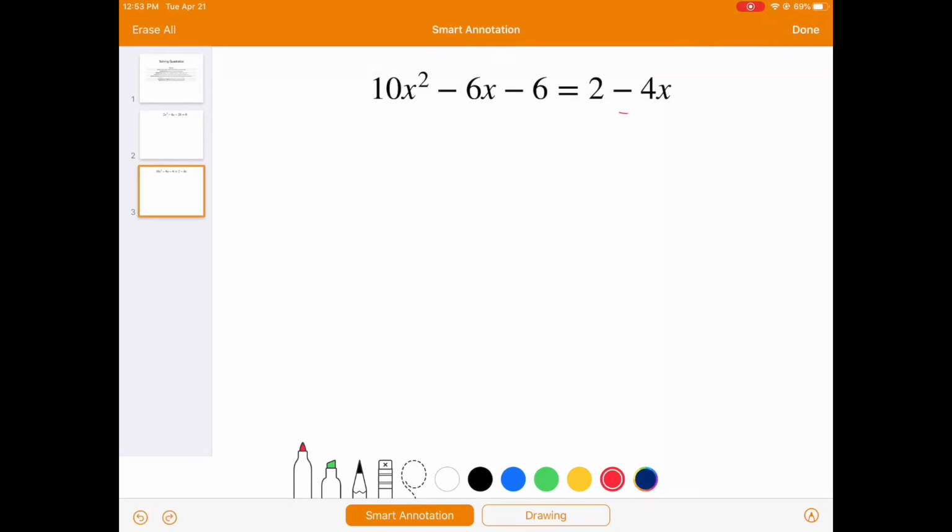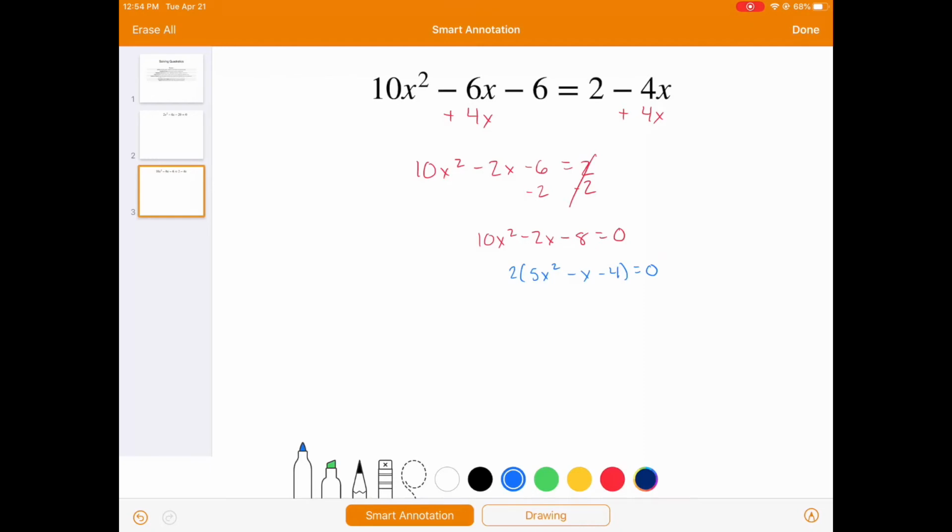So I'm going to get rid of my 4x first by adding it to both sides. And I get 10x squared minus 2x minus 6 is equal to 2. And then I want to get rid of the 2. So I'm going to subtract it on both sides. And I end up with 10x squared minus 2x minus 8 is equal to 0. From here, I can factor. Once again, I have a greatest common factor, and it's once again 2. So I can take out 2. I get 5x squared minus x minus 4 is equal to 0.